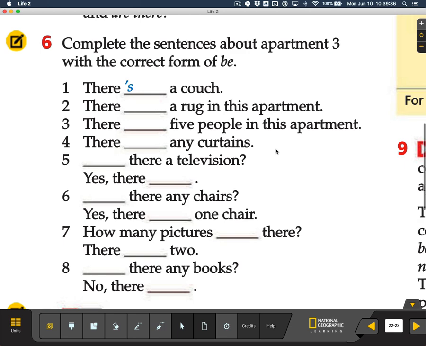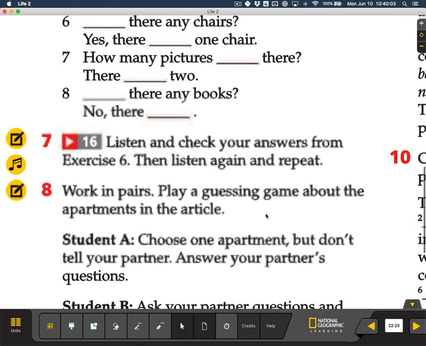There are 2. Good. Okay. 8. Are there any books? Good. No, there aren't. Good. Very good. Perfect. Okay. Getting better.